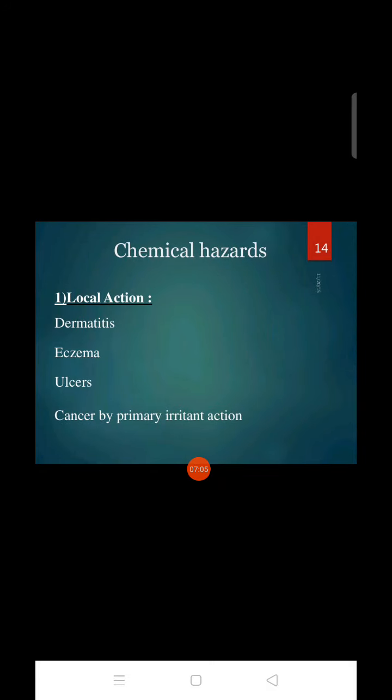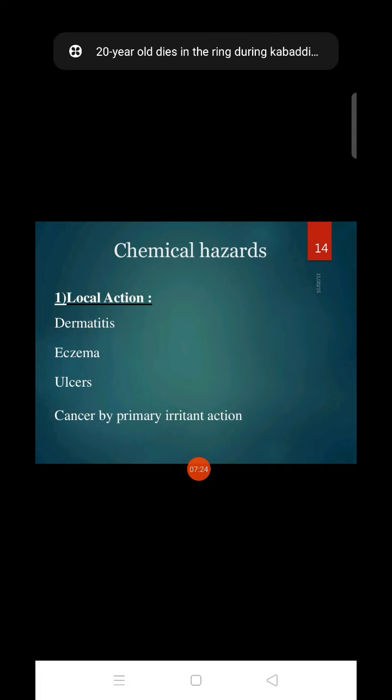Chemical hazard local action causes dermatitis, eczema, ulcer, and cancer by primary irritant action. In this chemical hazard, local action will cause dermatitis, then eczema, ulcer, and cancer by primary irritant action.